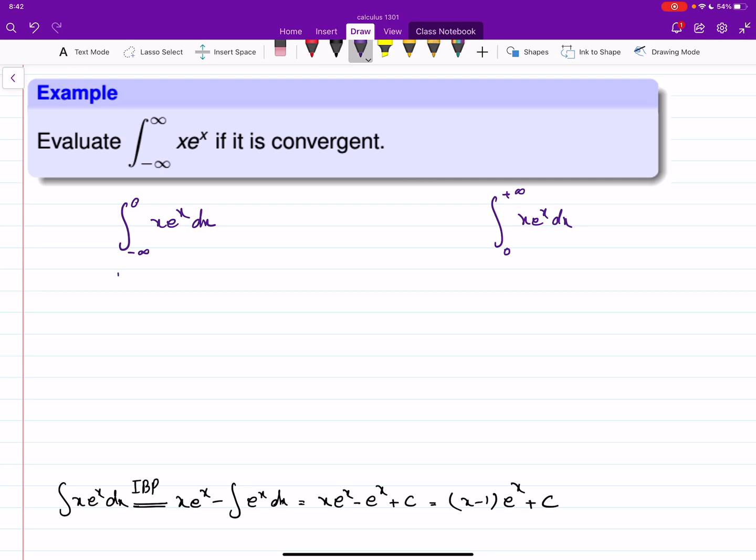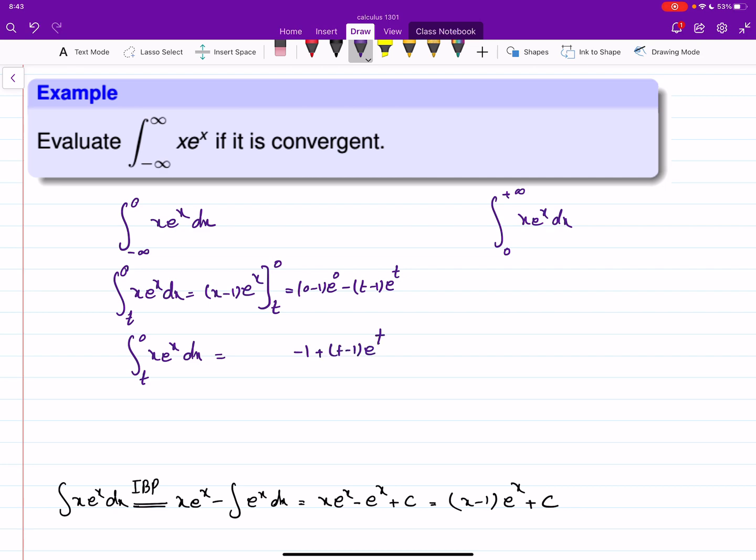Why do I need that? Because now I replace negative infinity by t and then try to find this definite integral. So this will be (x minus 1) e to the power x, going from t to 0. And then you plug it in. So this will be (0 minus 1) e to the power 0 minus (t minus 1) e to the power t. The integral of x e to the power x dx is going to be minus 1 minus (t minus 1) e to the power t. Now, we find the limit of this as t goes to negative infinity.